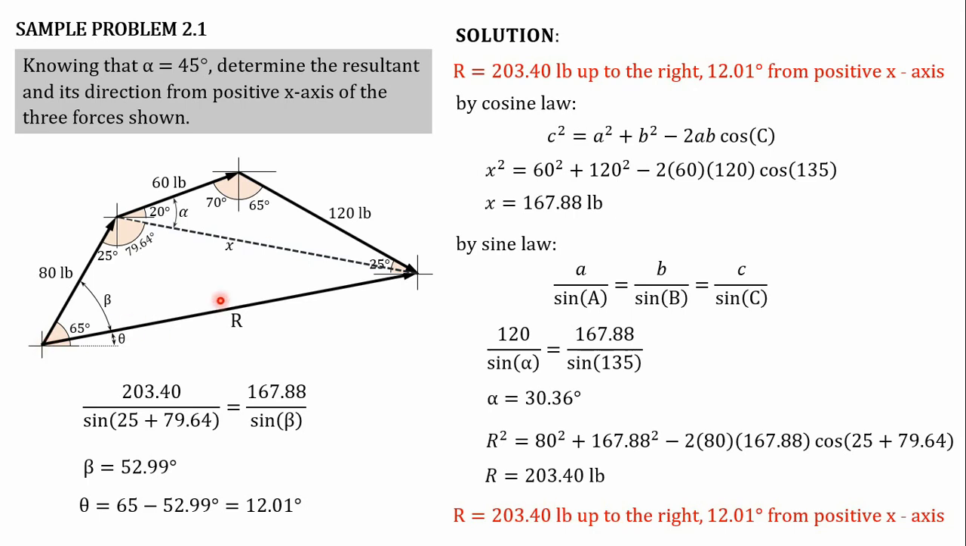Therefore, our final answer is 203.40 pounds. This is our resultant, and it is directed upward to the right. So the resultant is 203.40 pounds up to the right, and that is 12.01 degrees from the positive x-axis. Do you get it?